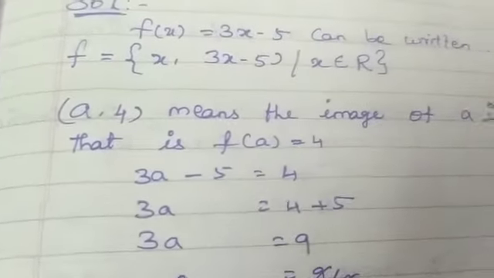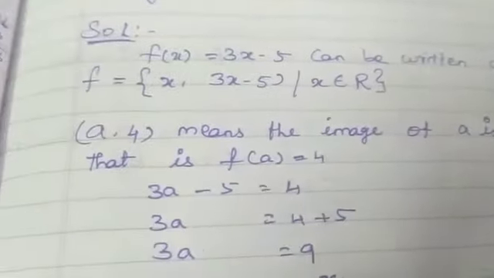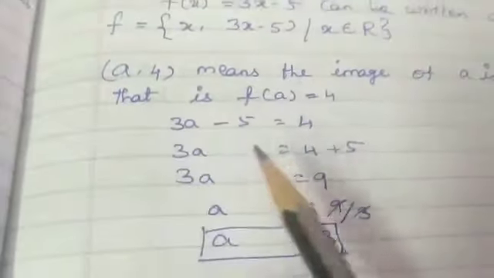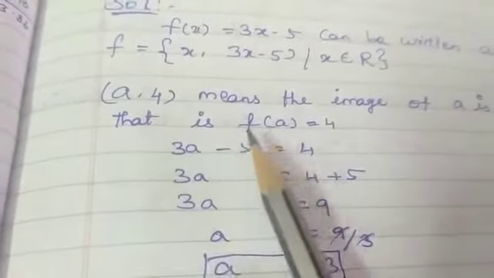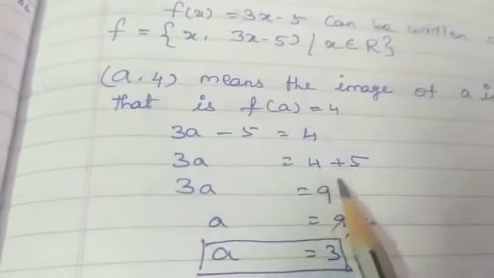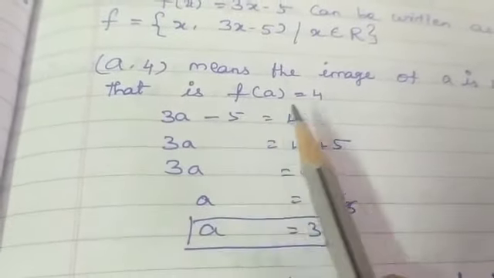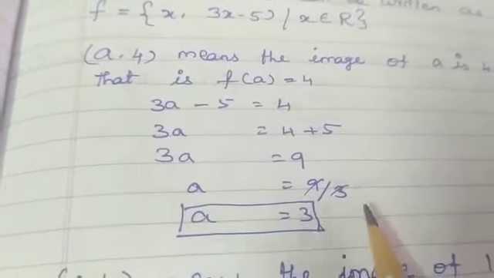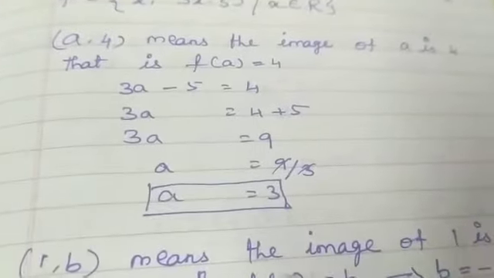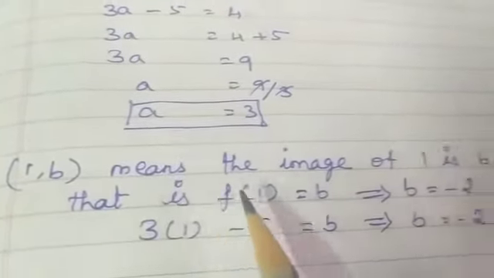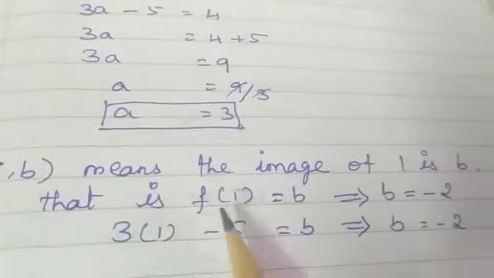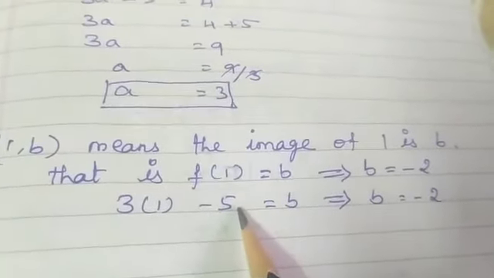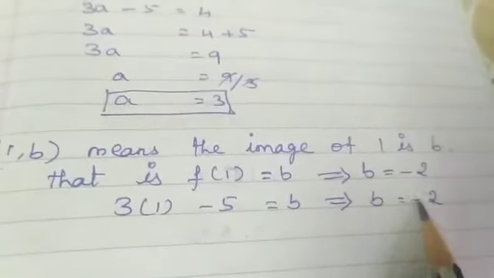And (a, 4) means that the image of a is 4. That is, f of a equal to 4. You can see 3a minus 5, that is f of a equal to 4. And 3a equal to 4 plus 5, this minus 5 is going that side and becomes plus 5. 3a equal to 9 and a equal to 9 by 3, so a is 3. And (1, b) means the image of 1 is b, that is f of 1 equal to b. So that is 3 into 1 minus 5, that is equal to b. So b equal to minus 2.